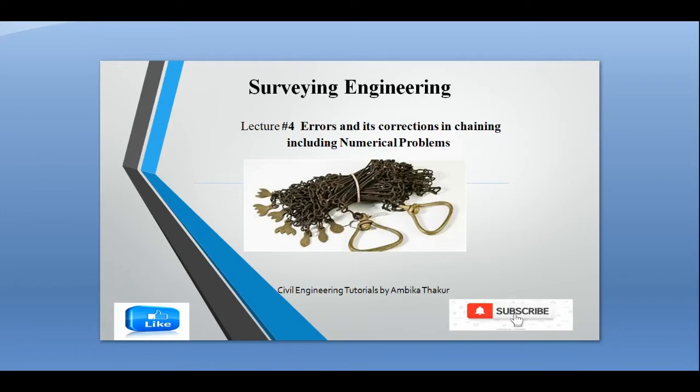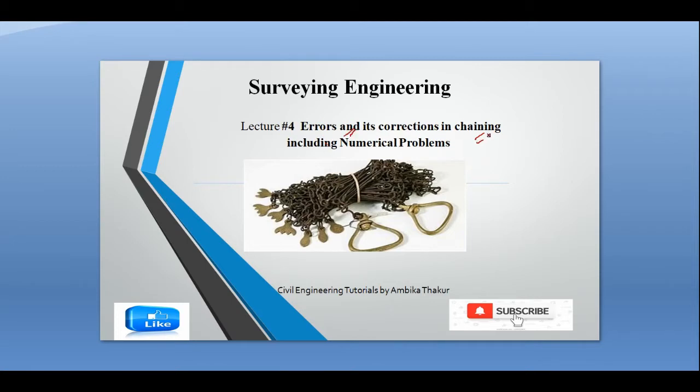Today I will start with lecture number 4 for surveying engineering, and it's related to error and its correction in chaining. In the previous classes we have discussed chaining, the process used for measuring horizontal distances. But while we are performing the experiment or measuring the length or width, there is a possibility that errors can occur.